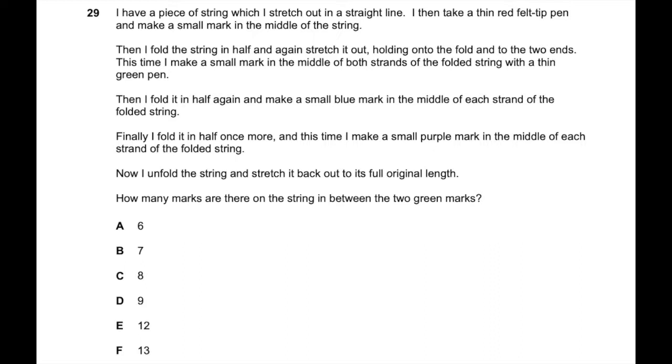The correct answer is B because of the following. The number of marks made on the string doubles each time the string is folded. Red marks, 1; green marks, 2; blue marks, 4; purple marks, 8. Between the two green marks is exactly half of the length of the string. Therefore, half of all the marks made after the green marks will be between the two green marks. Therefore, 2 of the blue marks will be between the green marks and 4 of the purple marks. The single red mark will also be between the two green marks. Therefore, there would have been 7 marks between the two green marks and option B is correct.